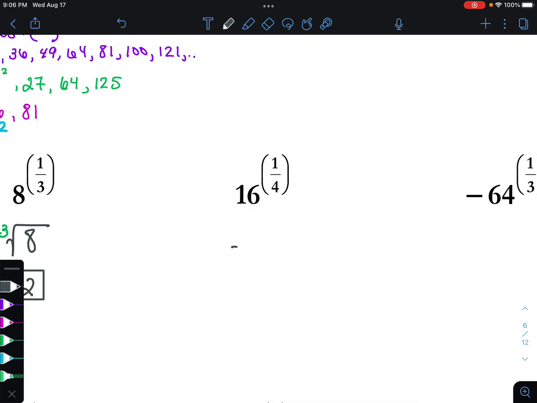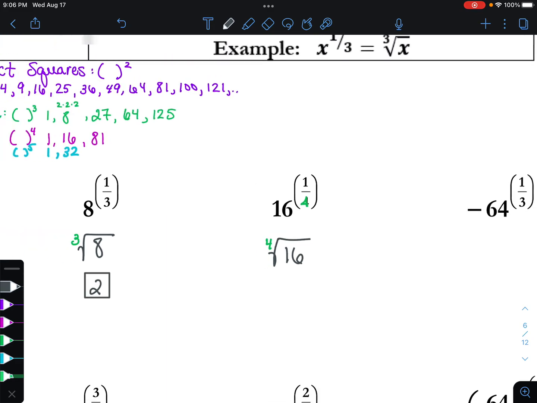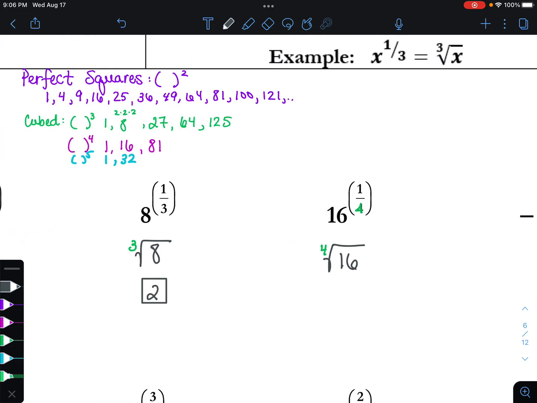If we keep going, if we have 16 to the 1/4, the bottom comes out, right? Your denominator comes out, becomes your index. So it's the 4th root of 16. So what number times itself 4 times equals 16? Well, if we know our perfect numbers raised to the 4th, that is again 2, right? So this equals 2 as well.